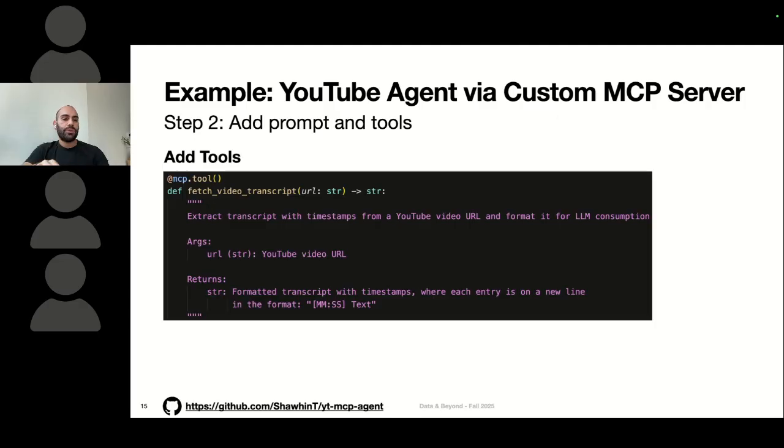The next thing we want to do is add tools. So I'm going to actually add two tools. The first one is called fetch video transcript. Notice that now we use the decorator mcp.tool instead of mcp.prompt. And also we have an input argument here. So we're going to take in a URL, which is going to be a string, and we'll again return a string. And notice that the doc string here is longer than the previous example.